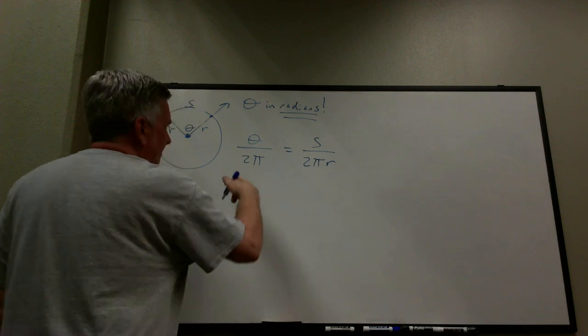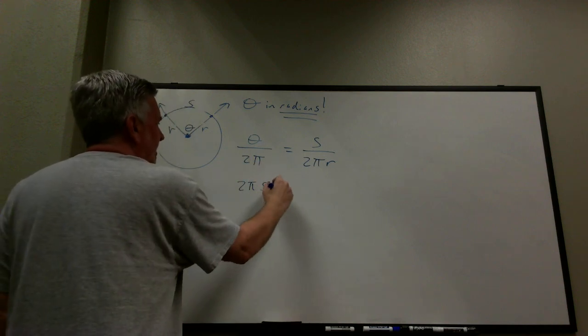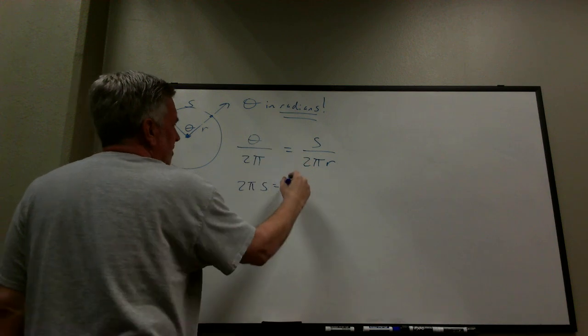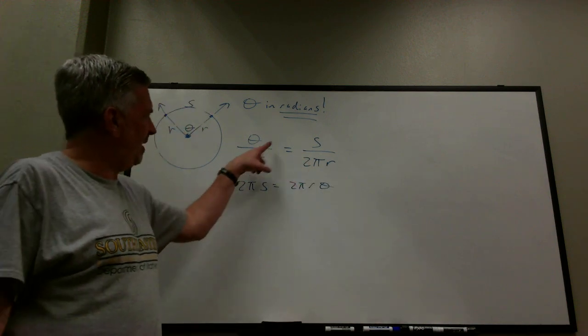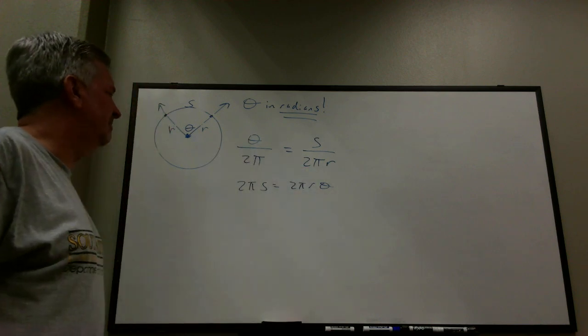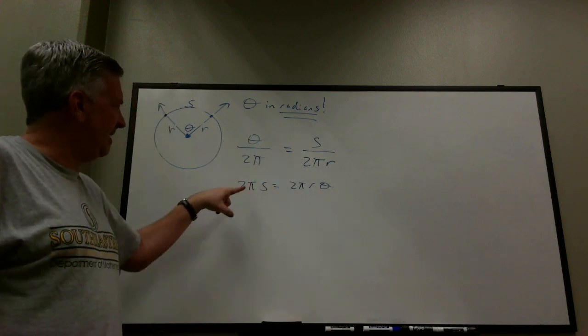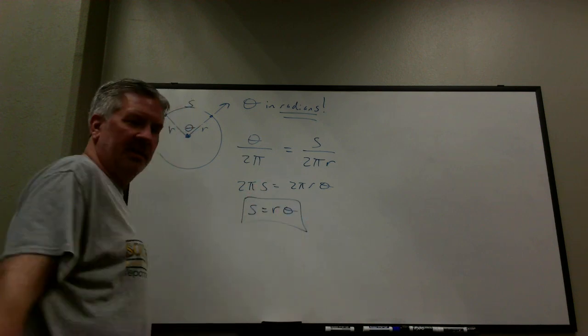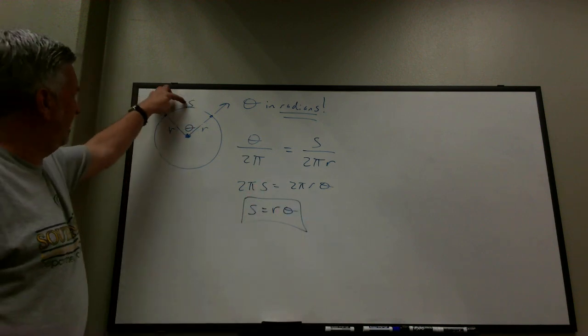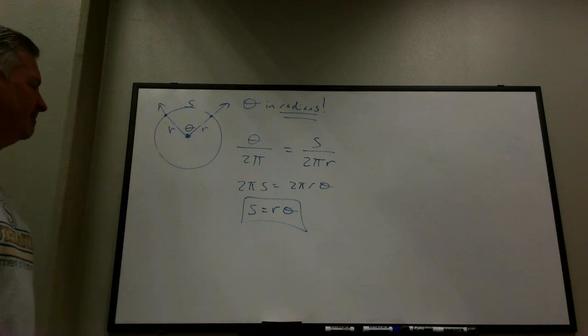So I have 2 pi s is 2 pi r theta. Right? 2 pi s is 2 pi r theta. But notice I have a 2 pi on both sides. They cancel out. I get s is r theta. Nice, easy formula, right? So the arc length is just the radius times theta.